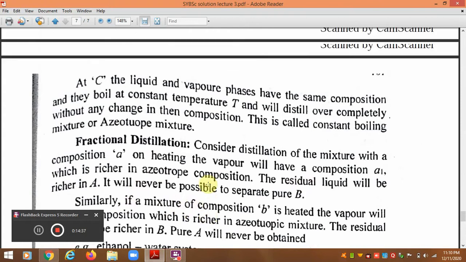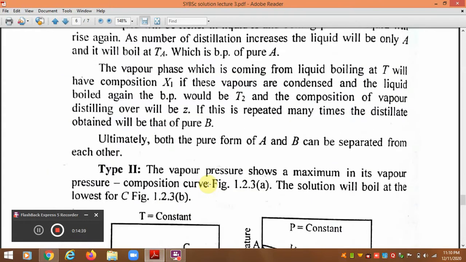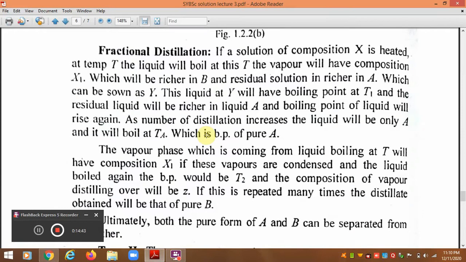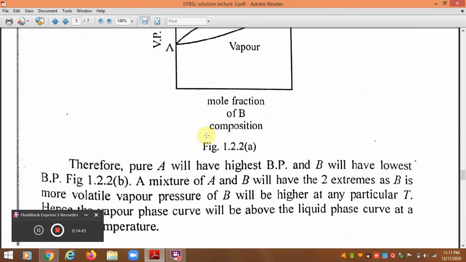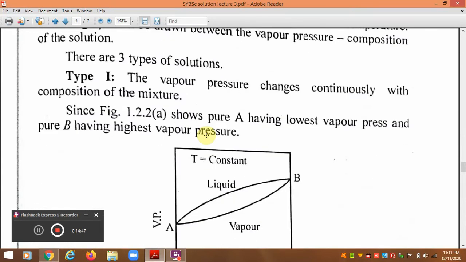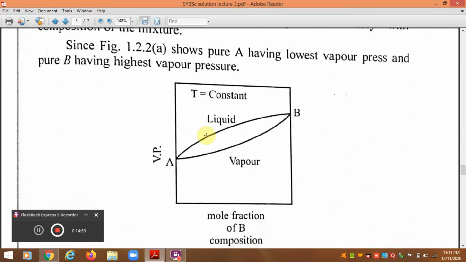So this is very simple in the case of completely immiscible systems, to discuss the variation of vapor pressure or the variation of their boiling point with the composition.